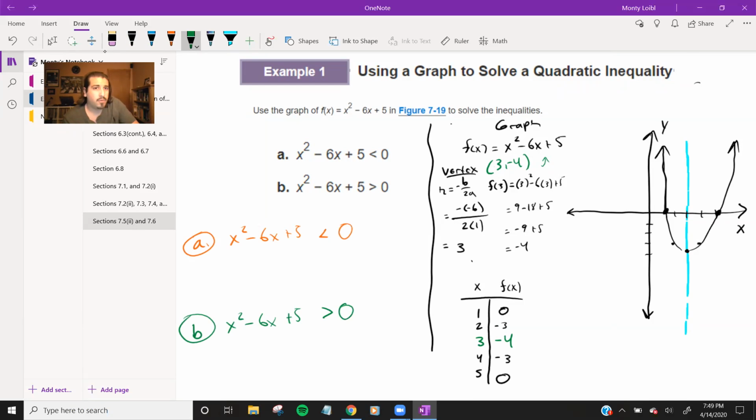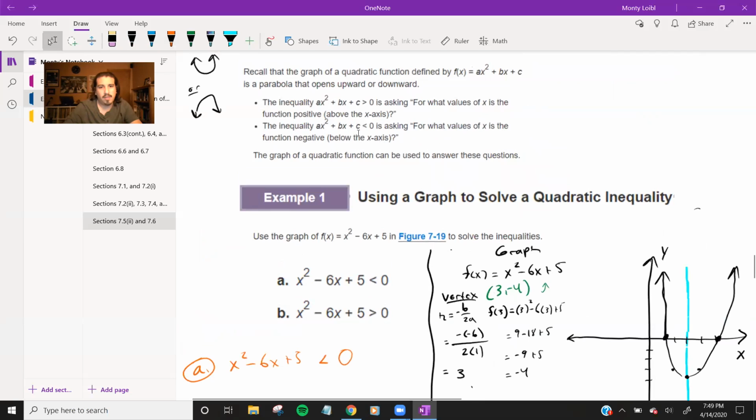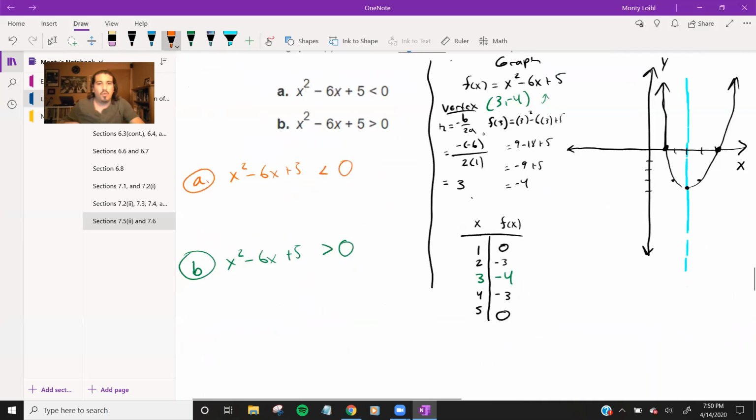Well, looking at the first one, when it's less than 0, the question is, when is this function less than 0? When are my outputs negative, essentially, which is what this is talking about up here. Whenever it's less than 0, it's for the values of x where the function is negative or below the x-axis. So when this is less than 0, what we're looking at are all the numbers here. Now we're not including these points, so there'd be circles there because it's not "or equal to." So we don't want to know when it's equal to 0, just less than 0.